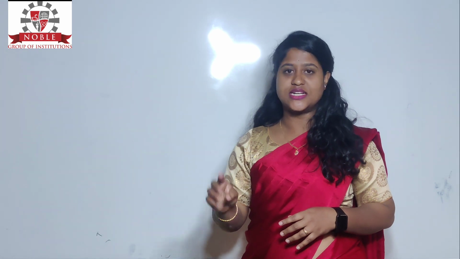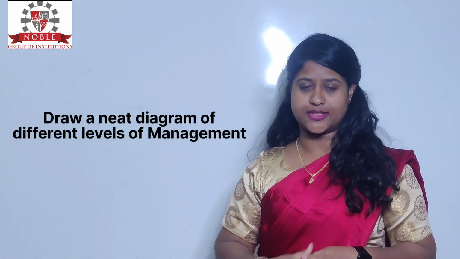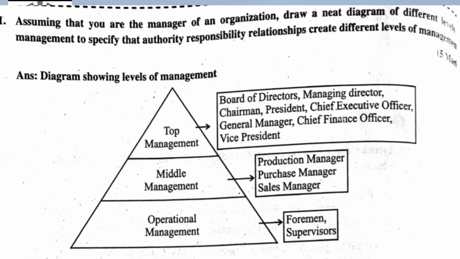As we have already seen in the blueprint, practical oriented questions will be chosen from only 3 chapters, that is chapter number 1, 7 and 11. Your first question will be, draw a neat diagram of the different levels of management. There will be 3 levels of management: top level, middle level, operational level. Your top level will have the board of directors, chairman, CEO. Your middle level, sales manager, purchase manager, marketing manager. And at the operational level, there will be a supervisor and a foreman.